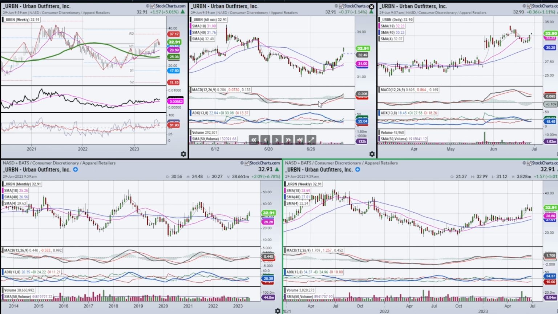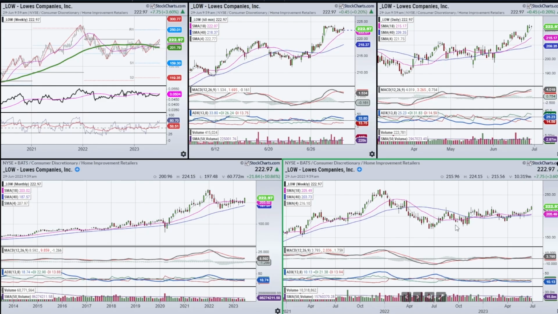I like the look of this. This had a 40 to 18 bounce, which you could have played potentially, but because this had really strong ADX, I'd probably be watching for the next pullback here to confirm and look for a higher low. I think that's how I would handle that at this point.